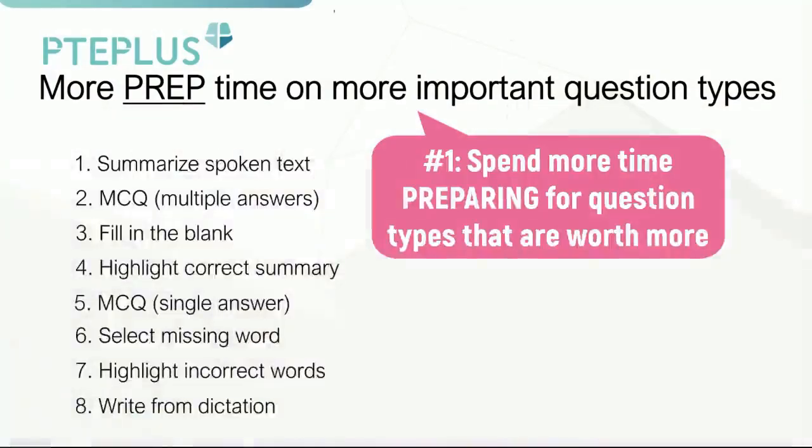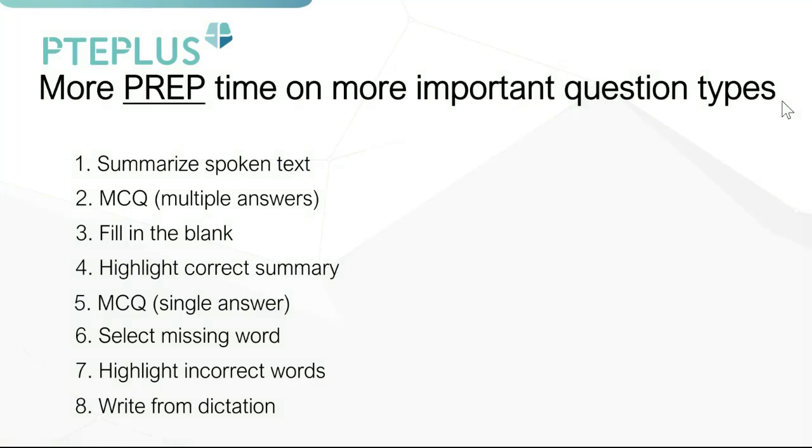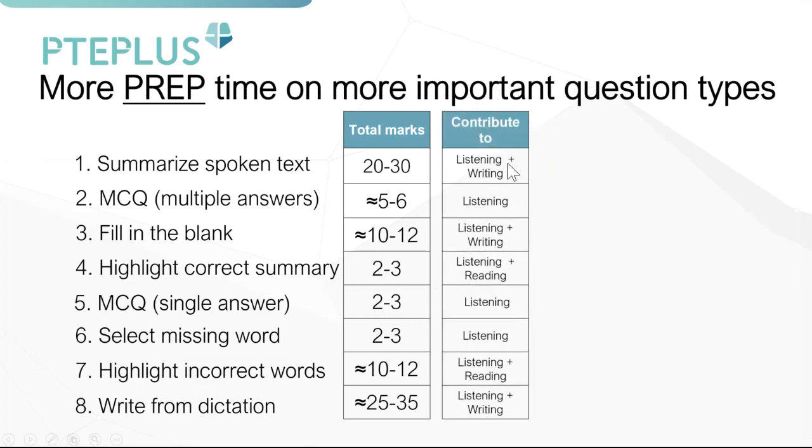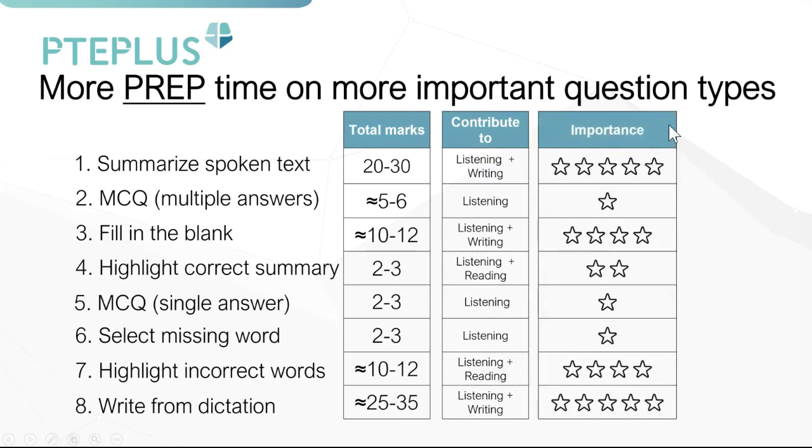And keeping all this in mind, what does it teach us about how we should be preparing in order to be truly effective? And the first is for us to spend more time preparing for the question types that are worth more and that are going to make a bigger difference to our final scores in the end. So previously we saw the total number of marks that each of these listening question types are worth. And we also saw that some of them contribute to not just your listening scores, but also to your reading and writing modules as well. So this gives us an idea of their level of importance.